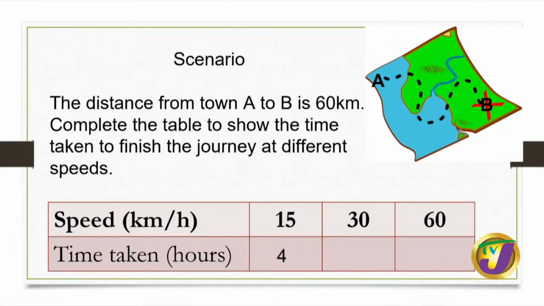Let's increase the speed, doubling it to 30. That sounds like 2 hours, because 1 hour is 30 and again 30. And of course, at 60 kilometers per hour, it would only take us 1 hour.